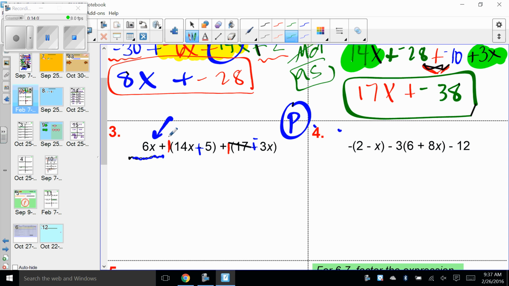Sending that 1 through, multiplication, that's 14. Reattach the x, plus. Send the 1 through is 5. Plus, send the 1 through is 17. Plus, send the 1 through is -3. Reattach x. Take a look at that.